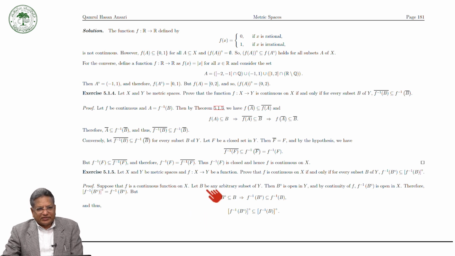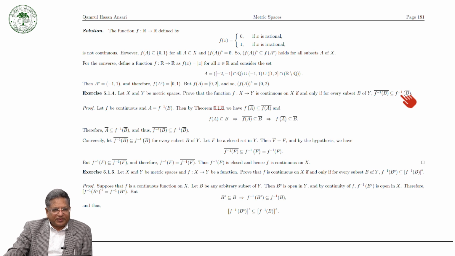Now look, it is very interesting that again we have an exercise. Let X, Y be metric spaces. Then prove that the function f from a metric space X to another metric space Y is continuous on X if and only if for every subset B of Y, the closure of f inverse of B is a subset of f inverse of the closure of B. So here we have the inverse. This we can prove again by using the previous result.